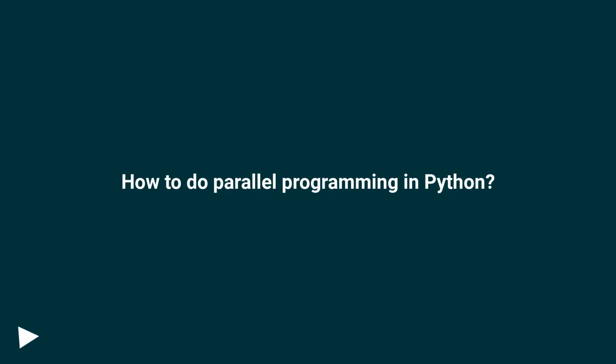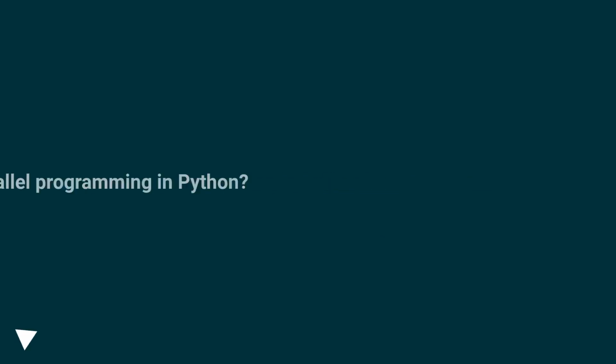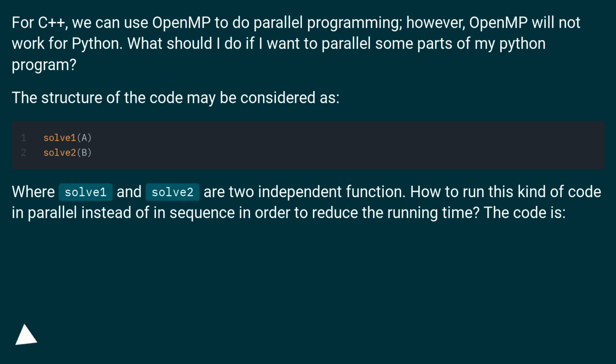How to do parallel programming in Python. For C++, we can use OpenMP to do parallel programming. However, OpenMP will not work for Python. What should I do if I want to parallelize some parts of my Python program?